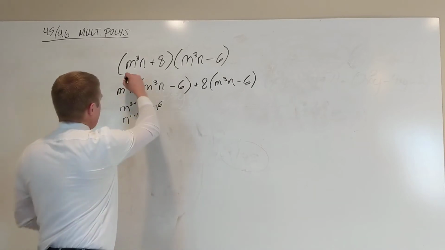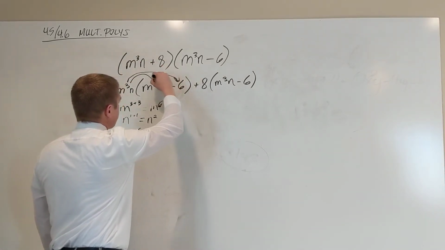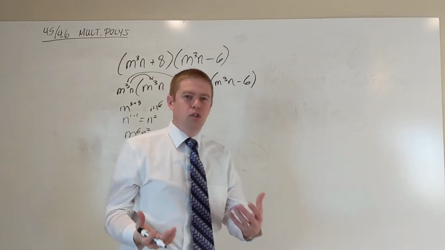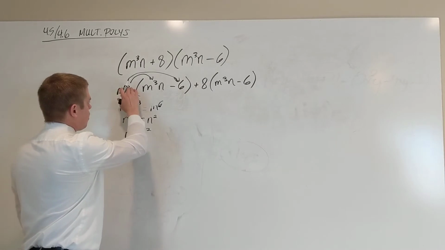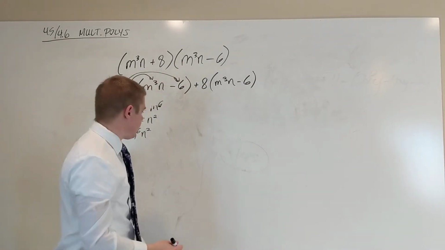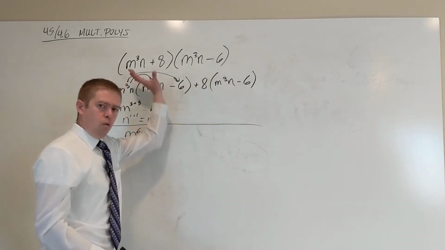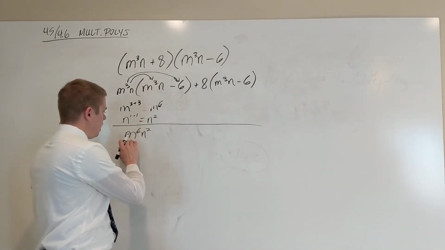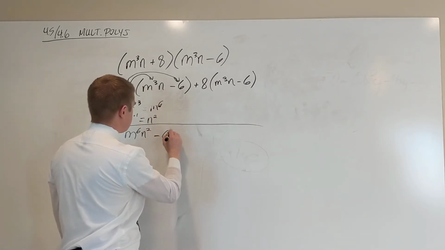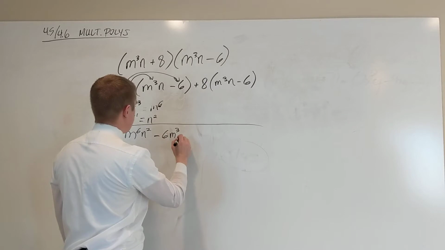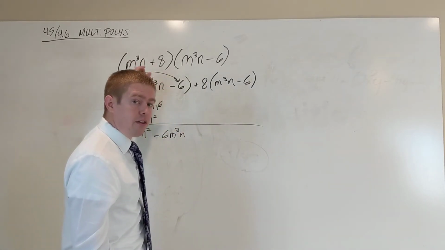All right, that's taken care of this times this. Now we need to take this times this. Now this is going to be easier because all we're doing is affecting the coefficient here. So we have m to the third n times negative 6. That's going to give us, now I'm going to draw a line between what I'm working on and my answer, that's m to the 6th n to the second, and then minus 6m to the third n. Now, we've completed this first part of the first term times the second parenthesis.